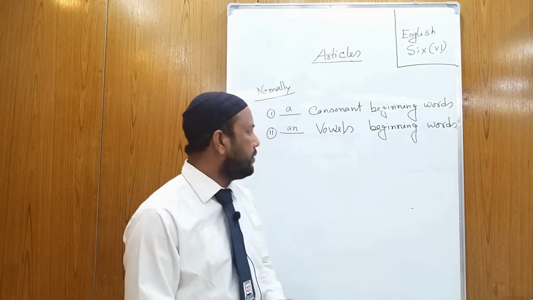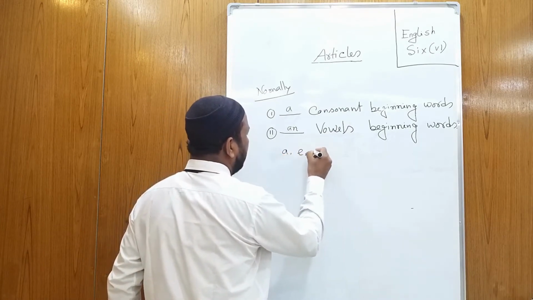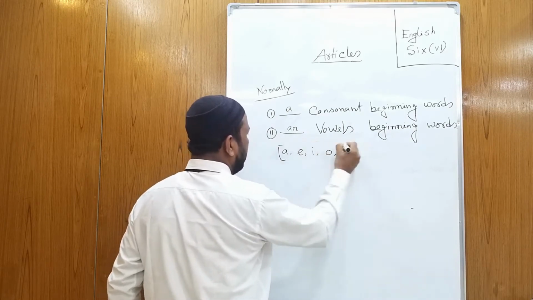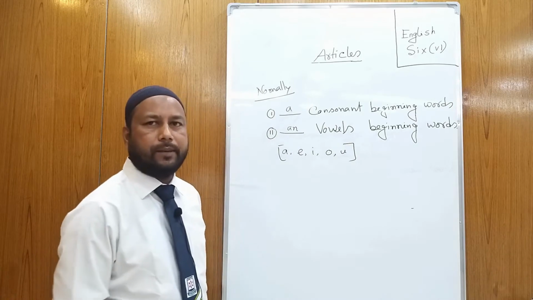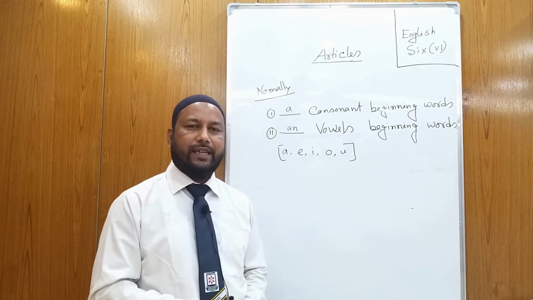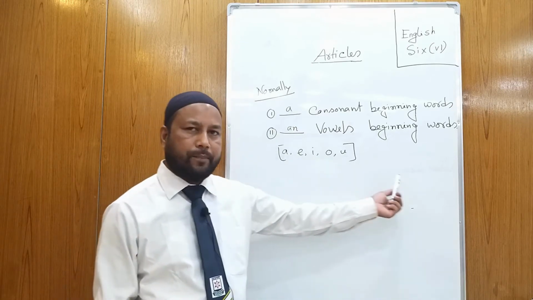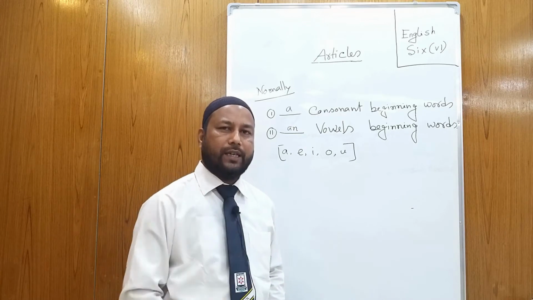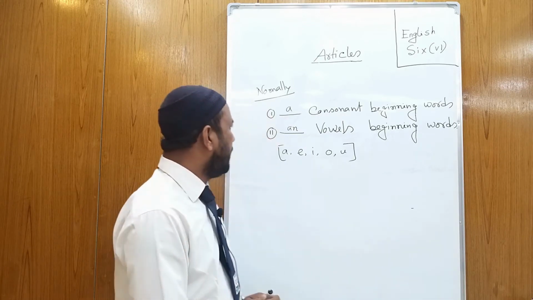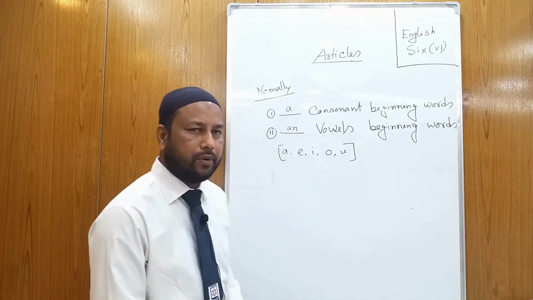Just let me repeat: A, E, I, O, U. These 5 are called vowels. You know there are 26 letters in the alphabet. 5 are called vowels and the rest of the letters, I think 21 letters, are consonants. I think you know about it. Okay. Now here are some examples.